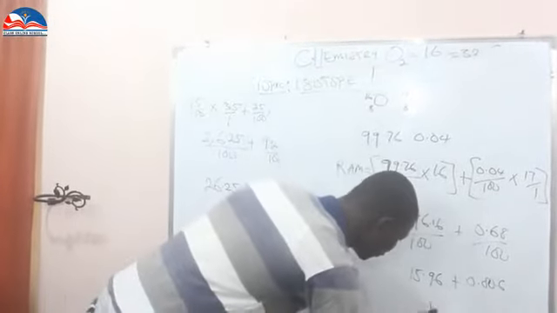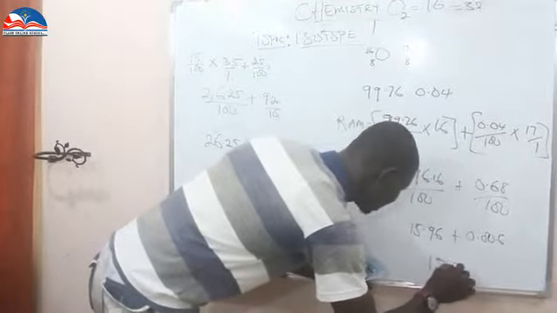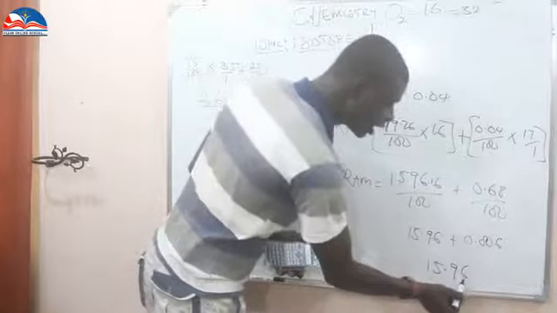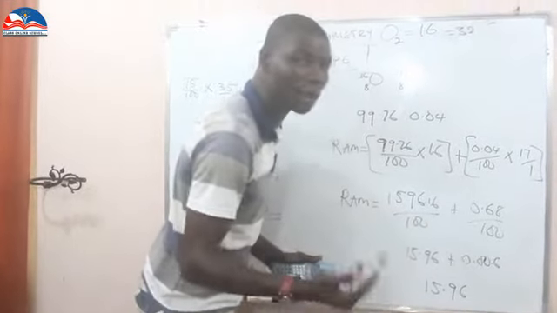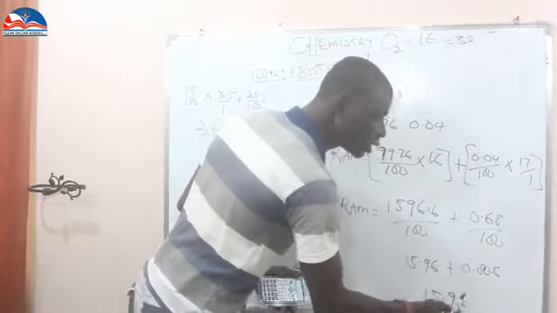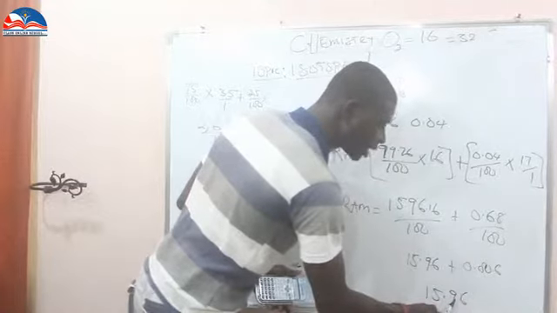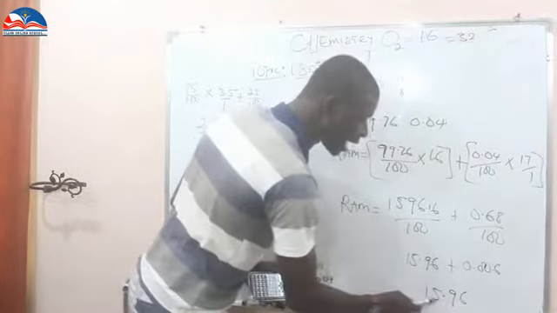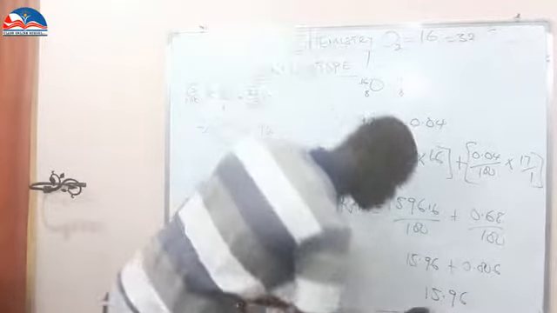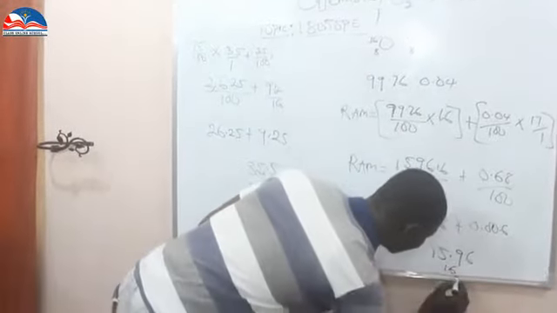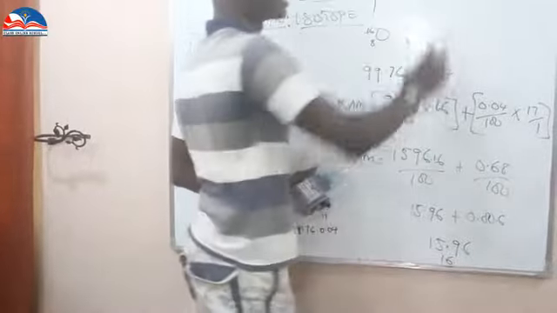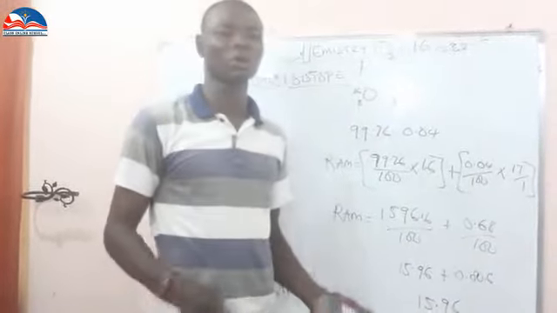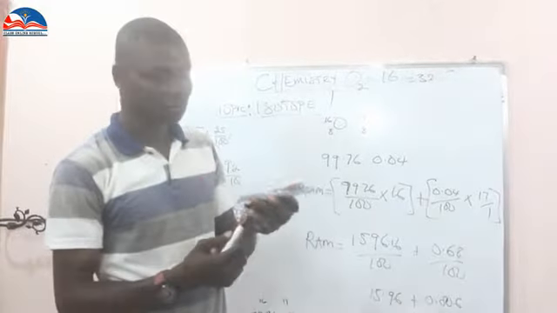I'm going to have 15.96. This 15.96, if you want to do approximation, anyone that reaches 5, carry one: add one to the 4 here. So once I pick one and add it to this place, it becomes 16. And this is the mass number of oxygen, which I told you about. So we've calculated it using what we call isotope.